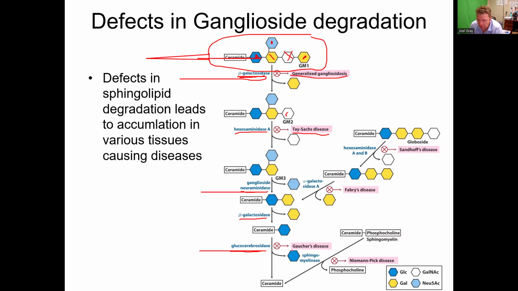That's because these are either dominant, or lots of people are carriers of these diseases. And so my point is that these are the enzymes that are implicated in the breakdown of gangliosides. If these gangliosides are not broken down properly and you don't end up with a ceramide, then any number of these different diseases can reveal themselves and can be a source of a developmental problem. So defects in sphingolipid degradation lead to accumulation in various tissues, causing diseases.